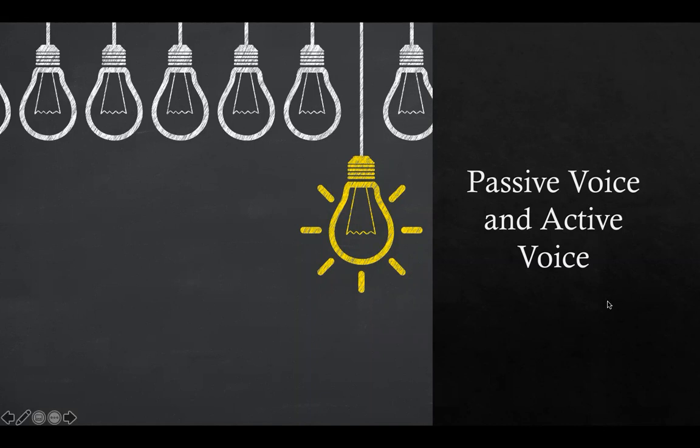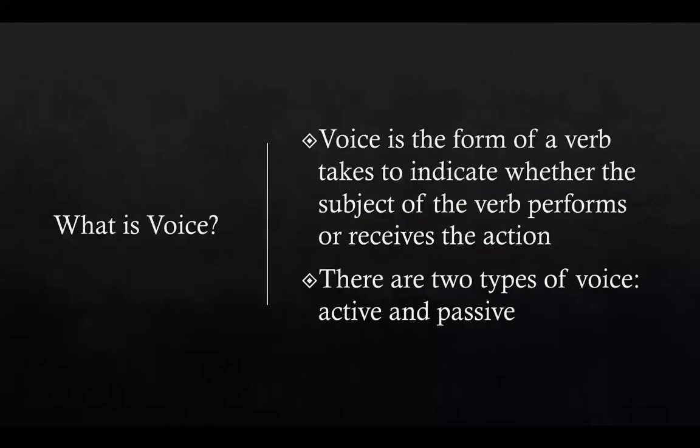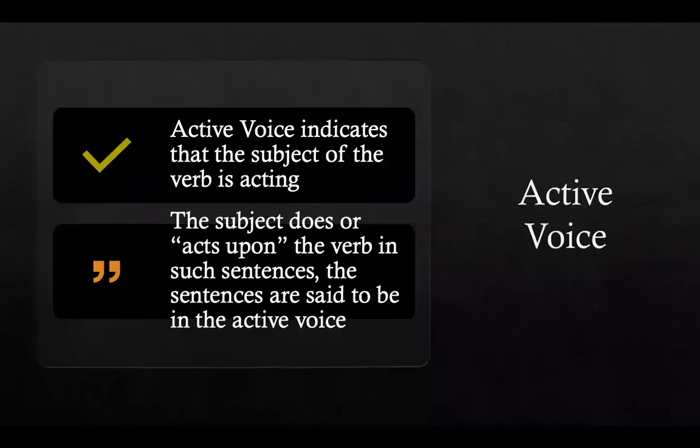We are going to be learning about passive and active voice. So, what is voice? Voice is the form of a verb it takes to indicate whether the subject of the verb performs or receives the action. And there are two types of voice, obviously, like I mentioned before, passive and active.